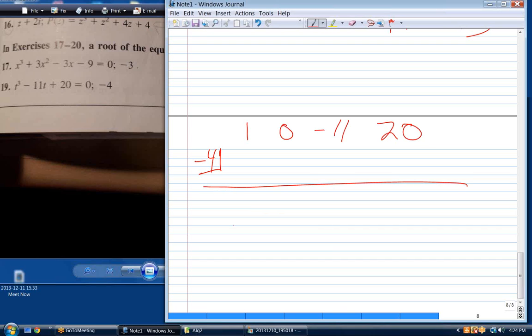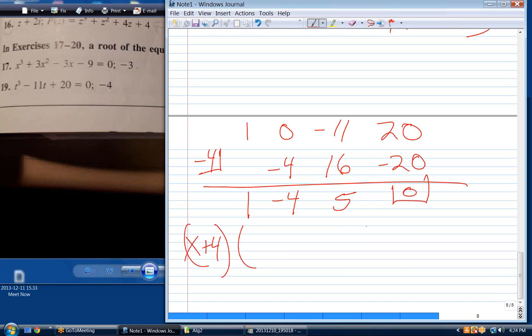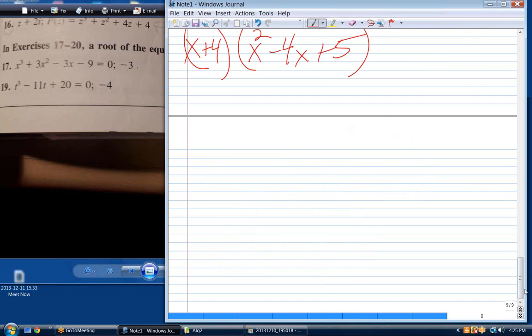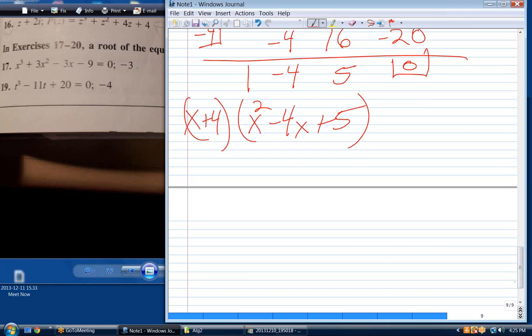Okay. And then you bring the 1 down, and you multiply -4, and then you get -4, plus 0 is -4. Times -4 is 16, plus 5... -4 times 5 is -20. 0. So we got x plus 4 is one factor. What's the other one? It would be x squared minus 4x plus 5. Okay, and then factor that further. It doesn't, does it?